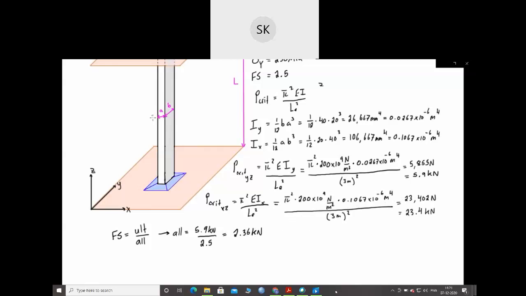So that's something to watch out for with these problems: typically you're always going to have to check for buckling in two directions and then take the smaller value. And if you're talking about factor of safety, maybe your professor's only asking you to calculate P crit, but if you're looking for the actual allowable load, then take that factor of safety into consideration.